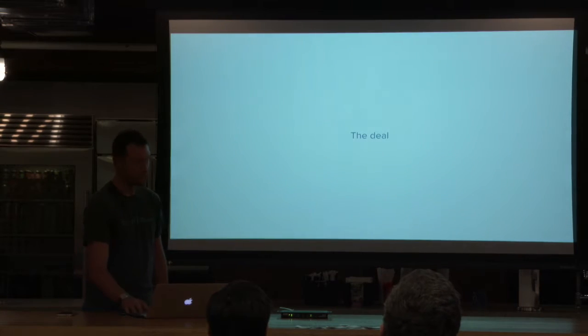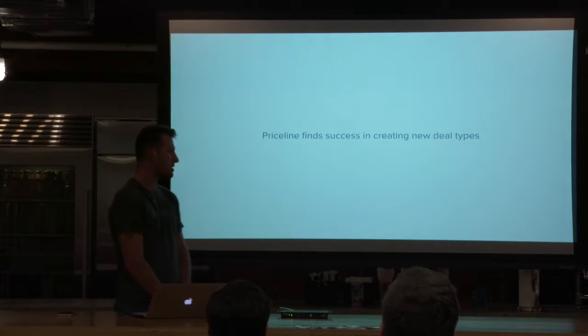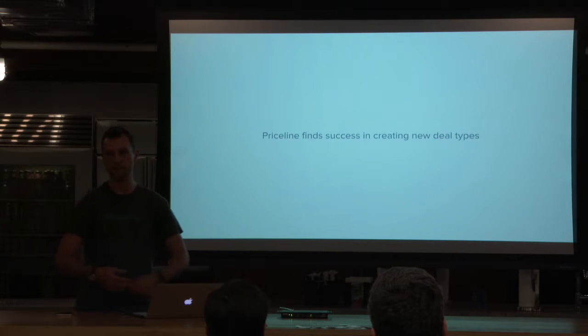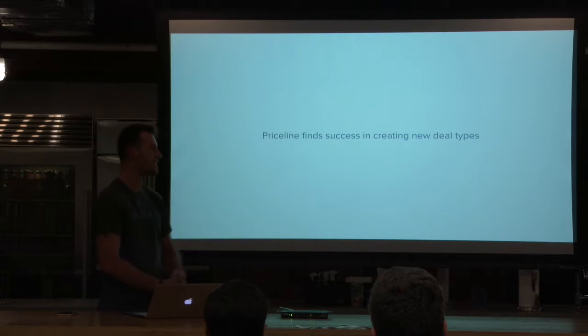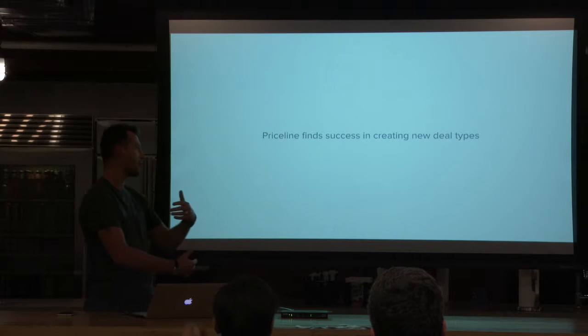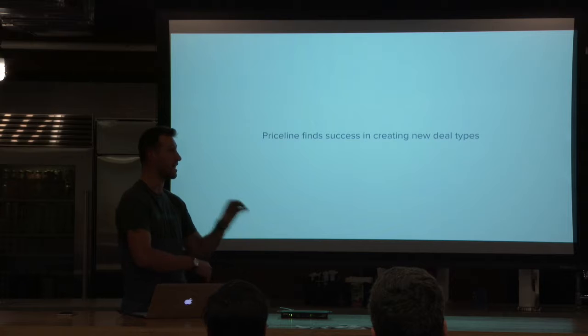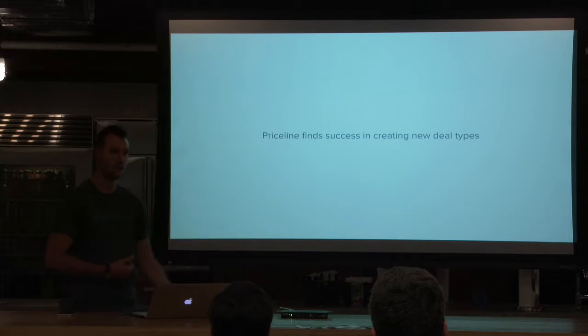So let's talk about the deal. Priceline finds success in creating new deals, and that's new list items. They're decorated, they're marketed differently, they have different merchandising, they have different messaging, things that are very unique. They're state dependent, meaning if you're signed in or not. If you're not signed in, it might be locked. If you are signed in, it's unlocked and potential there.